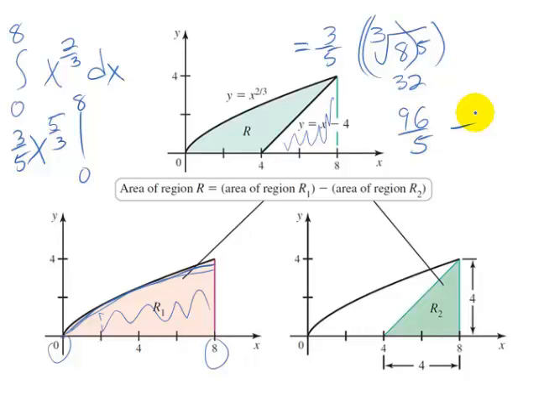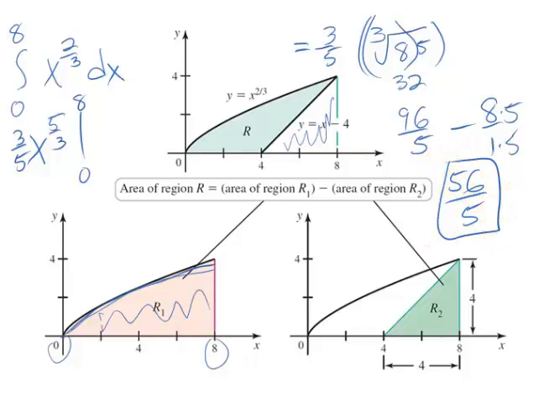Now we're going to subtract from that the area of this triangle, and it looks like it measures 4 by 4, so 1/2 the base times the height. So if we subtract from that 8, and of course if we make that fifths, we would get 56/5, just like we did before.